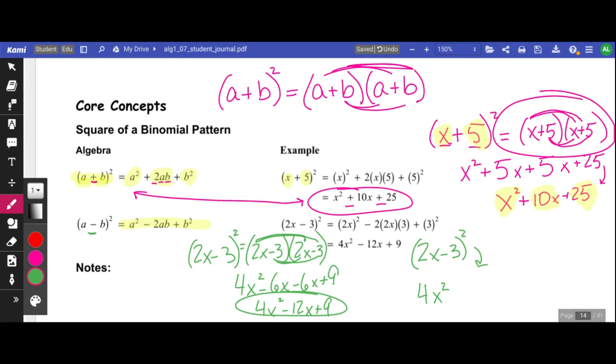Then the middle term. When you've got a minus, it's a negative term right here in the middle too. So negative 2ab, negative 2 times your first term times your second term. So you've got 2 times 2x, that's 4x, times 3, that's 12, and you know it's a negative sign right here, minus 12x. And then b squared, 3 squared is 9. You're always adding that last term, even if it's two negative numbers, because when you multiply them together, obviously you're going to have a positive.